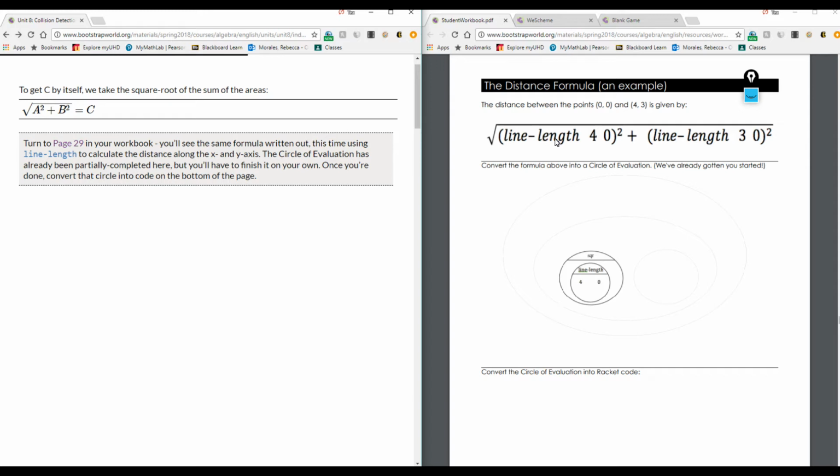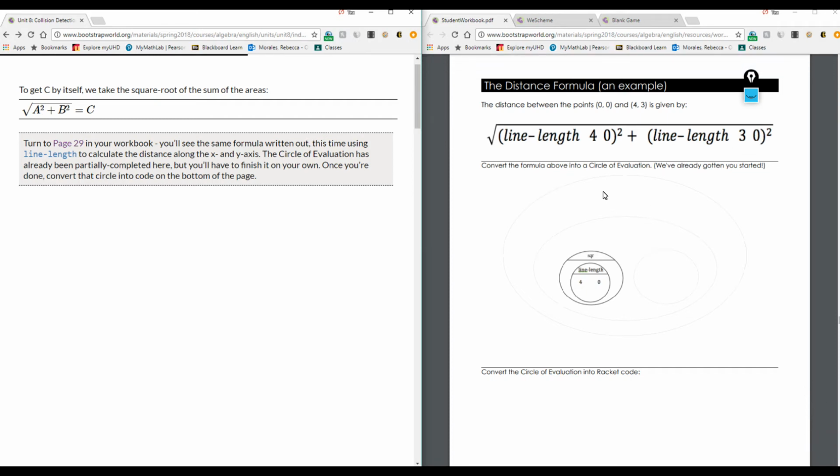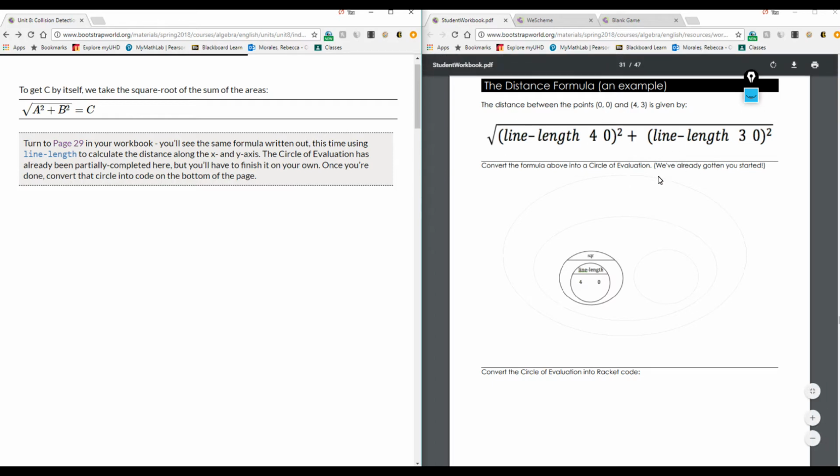Just like before in past videos when they ask you, do you want to use a simple function that references other simple functions, or do you want one big giant complicated one? That's what they're doing here. They have a simple function to make this pretty intense calculation a little bit easier. And then they have this circle of evaluation that you will convert into Racket code.